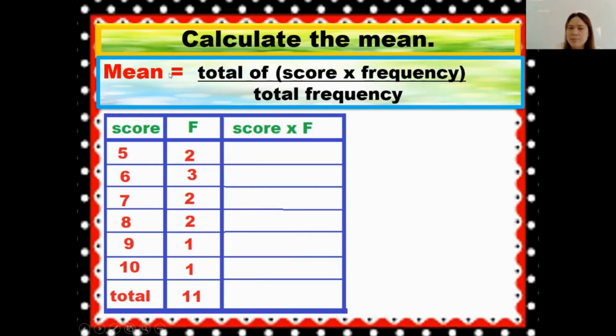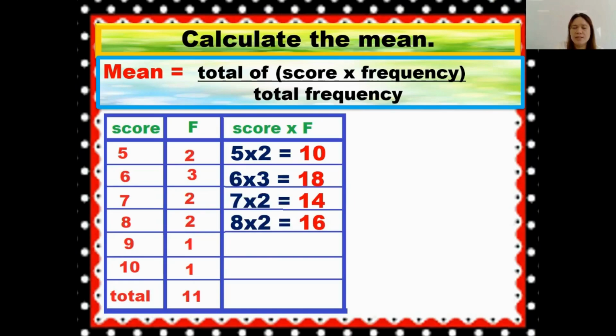So to calculate the mean, we have to find first the total of the product of the score and the frequency, and we have to divide it by the total frequency. Take note of the formula here. So multiplying 5 times 2, that gives you 10. 6 times 3 is 18. 7 times 2 is 14. 8 times 2 is 16. 9 times 1 is 9. 10 times 1 is 10.